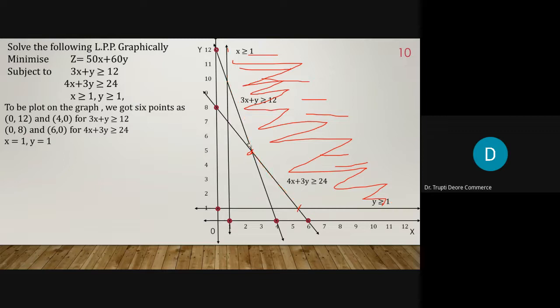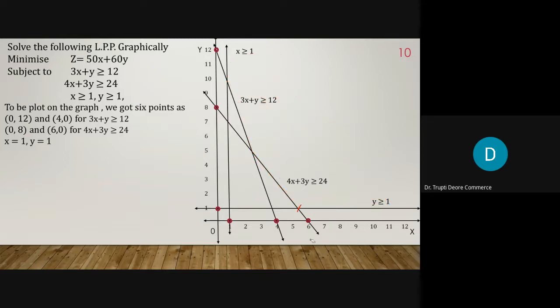So let's check out these points. When you draw it on a graph, you will get first point as A (1,9), B (2.4, 4.8), and C (5.25, 1). So these 3 points lie in the convex area. So we have to find out the value of Z with these 3 points. So at point A (1,9), we have to insert this value as x and y.